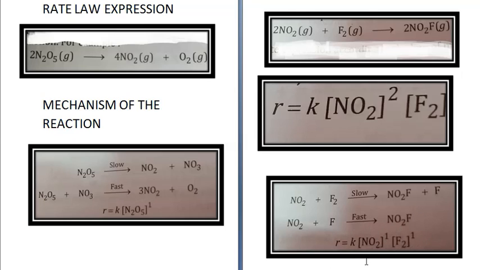Is it clear? So there is a difference between rate law and law of mass action. Law of mass action is theoretical, it should be this way, but experimentally it has been proved that this is how it is happening. So this is the actual. Okay, next we come to order of reaction.